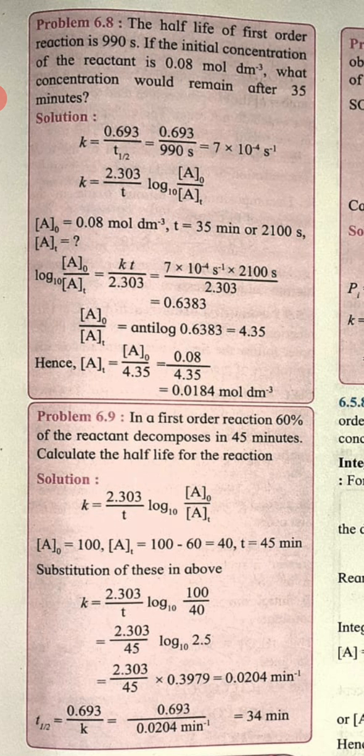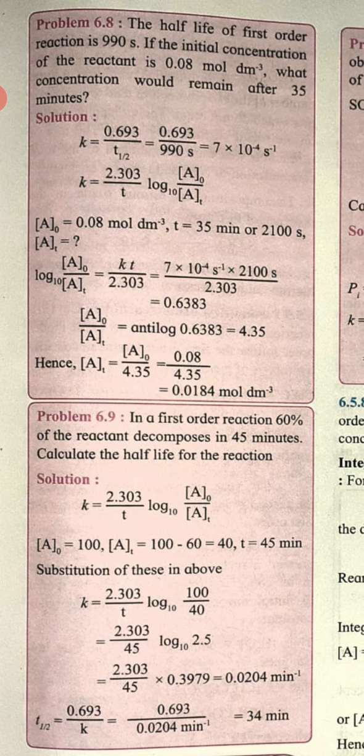A0 is 0.08 mole per decimeter cube. We have to calculate At. What is the time? Time t is equal to 35 minutes. We have to convert this time into seconds. So 35 minutes is equal to 35 into 60.